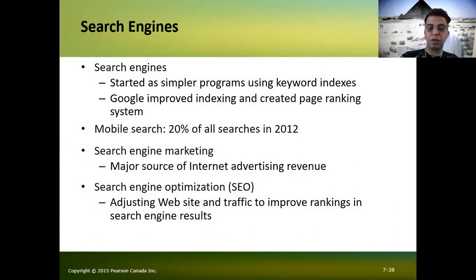Search engine marketing is a major source of internet advertising revenue. So if you want to market a product, you can buy pay-per-click, or you can buy an advertisement in different locations of the web, on a banner or on a site. And then later on came search engine optimization, which has rules. For example, Google has rules and you need to follow them. And once you follow them, you might have your site in the top 10 or 20.